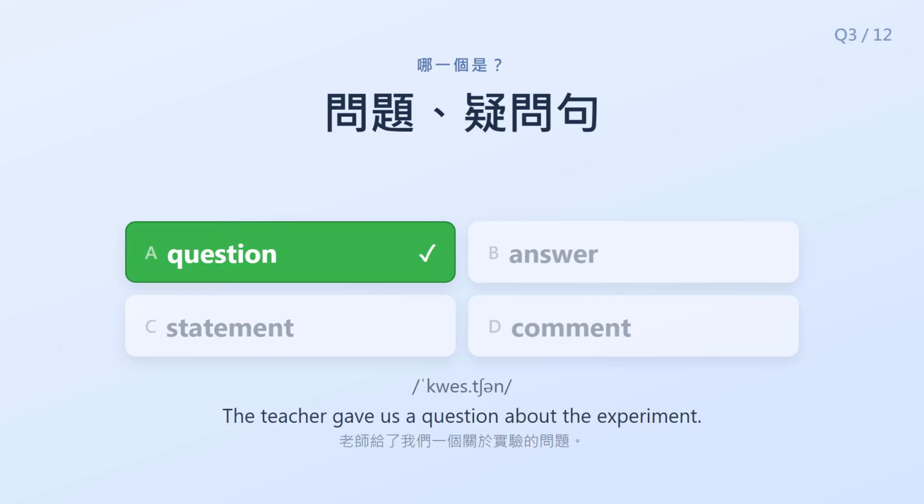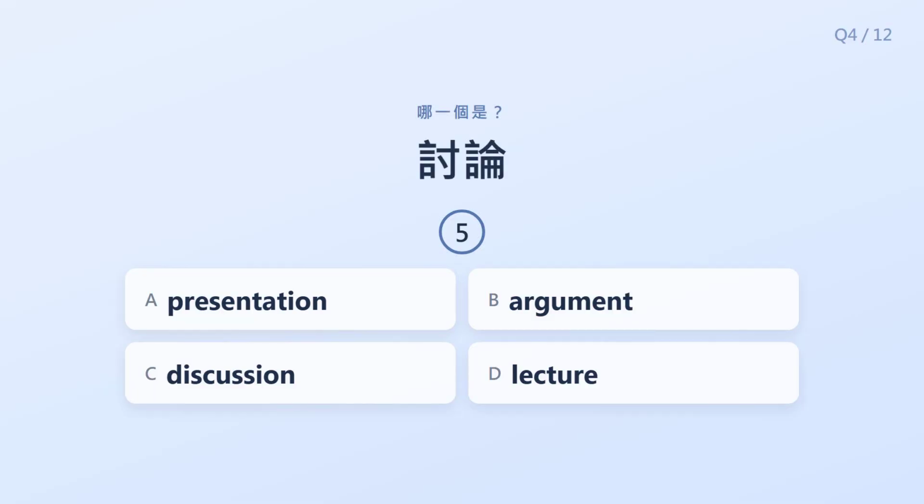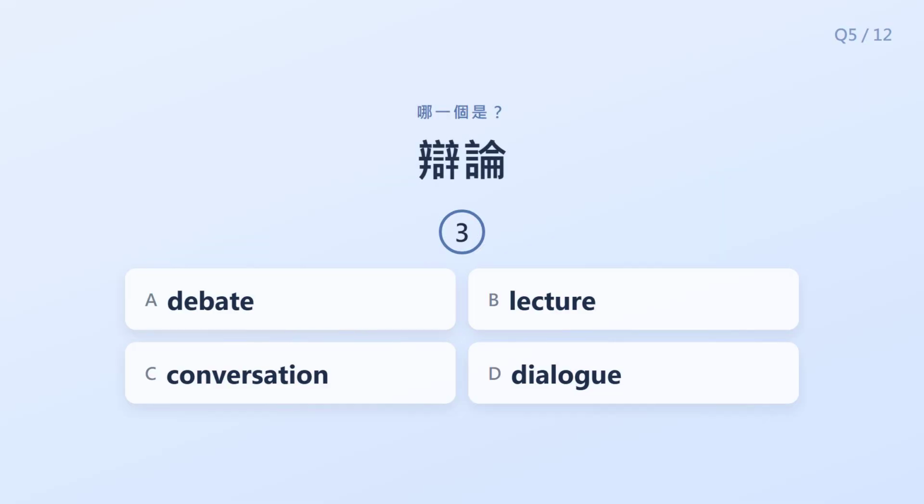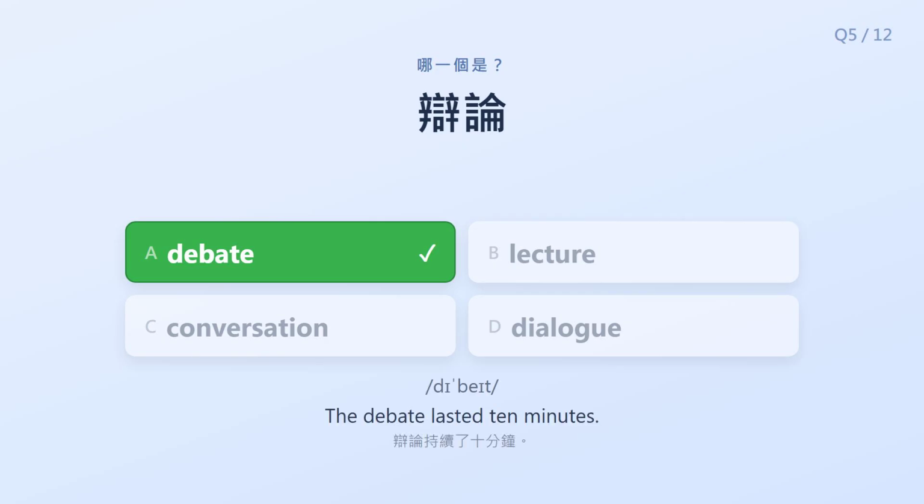Question. The teacher gave us a question about the experiment. Discussion. All staff praised our discussion. Debate. The debate lasted 10 minutes.